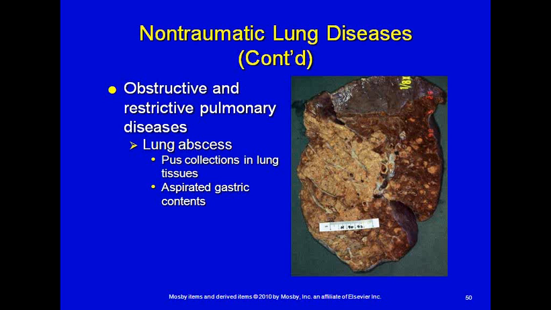Lung abscesses, that's pus that collects in the lung. It's often the result of aspirated gastric contents. So, people that might aspirate even the smallest amount, a teaspoon of gastric contents, that can lead to anything from a lung abscess to a full-blown acute lung injury, to ARDS, to death.